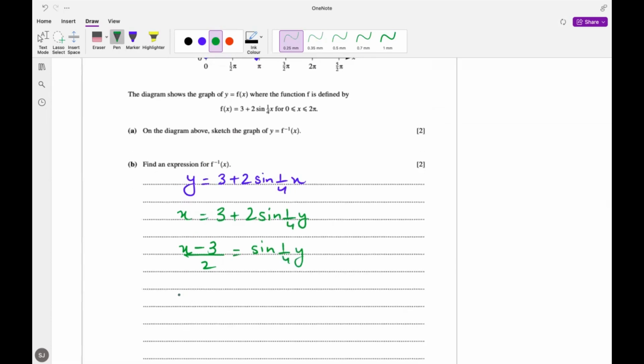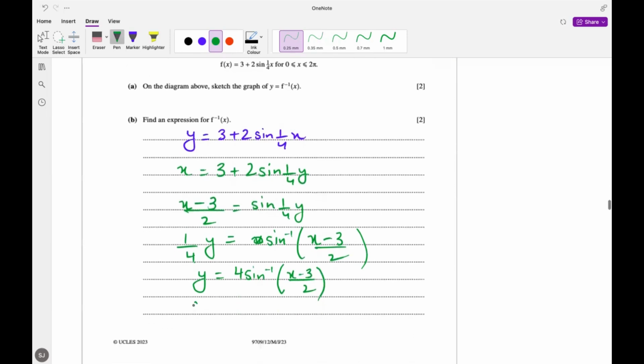Now taking sine inverse, this will become 1 upon 4y equals sine inverse of x minus 3 upon 2. And finally, we'll multiply the answer by 4 to get y. So y will be equal to 4 sine inverse of x minus 3 upon 2. We can finally write our answer as f inverse of x equals 4 sine inverse of x minus 3 upon 2.